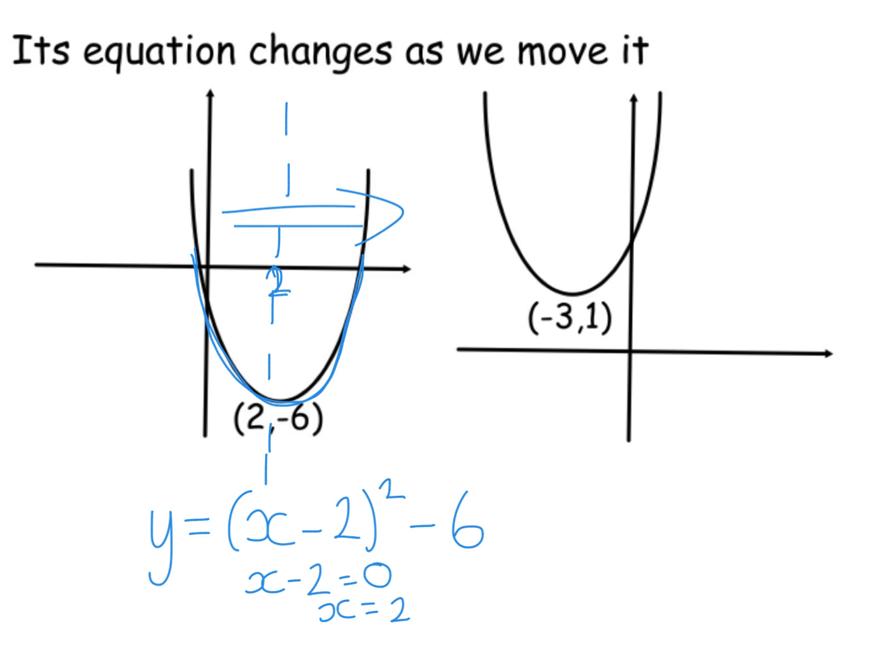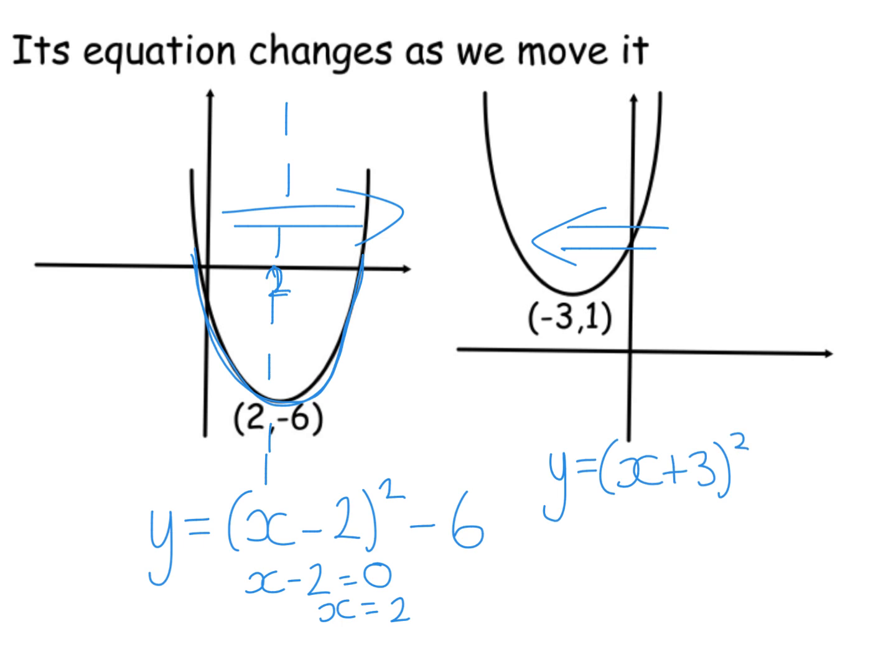So in reverse, on this second one, my graph has moved to negative 3. So in the bracket, we write that as the opposite. So we write x plus 3, all squared. And then this one has then moved up 1.